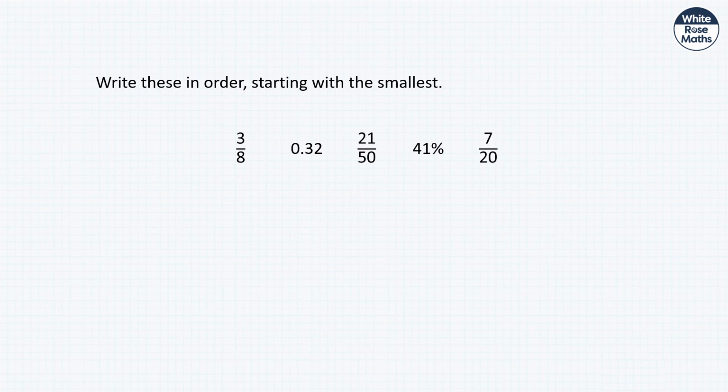So this time I'm going to change into a decimal here to make it easier. So that'll be 0.41. That'll be 0.42. If you times top and bottom by 2, it gives you 42 hundredths. 42 divided by 100 is 0.42. That's equal to 0.375, 3 divided by 8. And this one is 0.35 when you work it out.